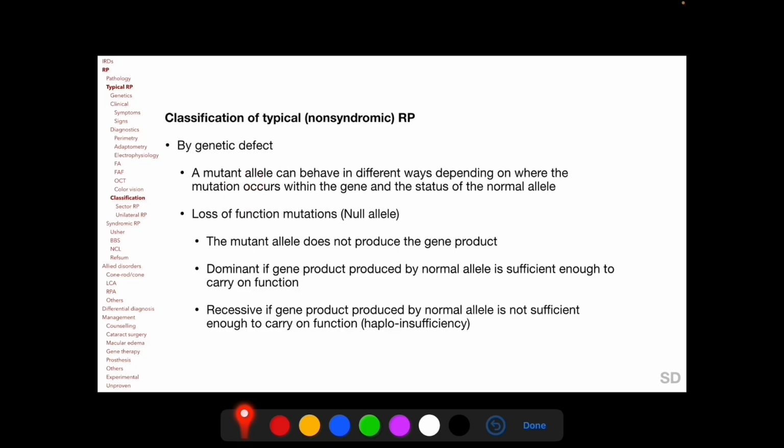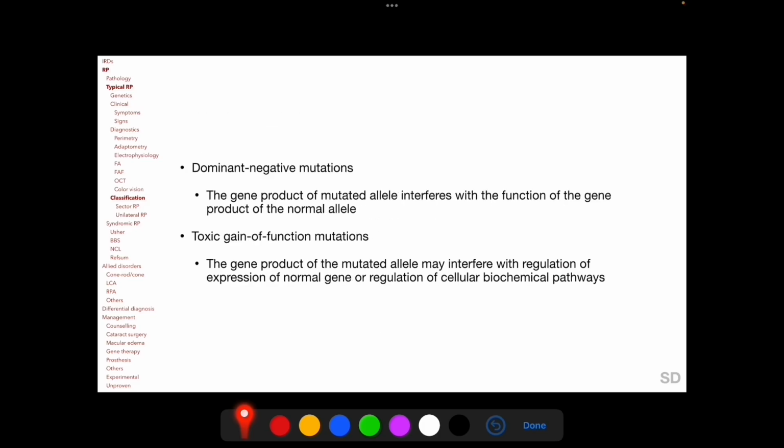A mutant allele can behave in different ways depending on where the mutation occurs within the gene and the status of the normal allele. We can have loss of function mutations where the mutant allele does not produce the gene product, and a loss of function mutation will have a recessive mode of inheritance if the amount of gene product produced by the normal allele is not sufficient to carry on the required function, and alternatively can have a dominant mode of inheritance if the amount of gene product produced by the normal allele is sufficient to carry on that function. The mutation can be dominant negative with a dominant mode of inheritance if the gene product from the mutated allele interferes with the function of the gene product from the normal allele.